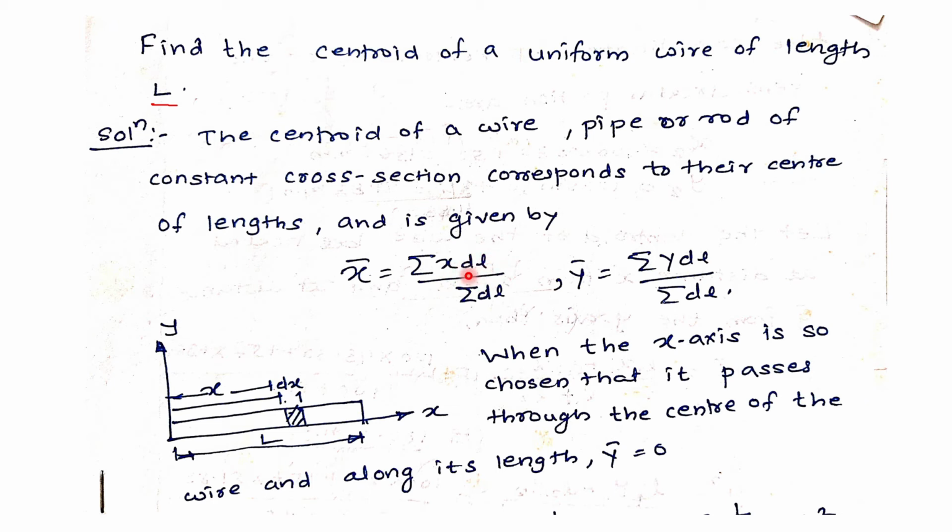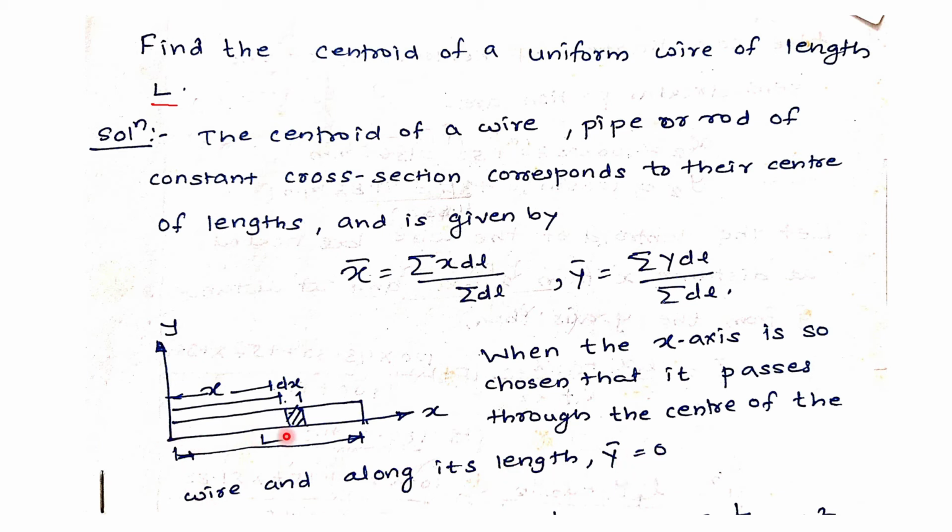Now keep it in mind, dear students, in the main formula we have written for the area. Since here there is only one dimension, let us replace that area by the length, and the summation of all areas is replaced by the summation of lengths. Similarly, the formula for y bar modifies as sigma y dl upon sigma dl. So when the x-axis is so chosen that it passes through the center of the wire and along its length, we definitely have y bar is 0.